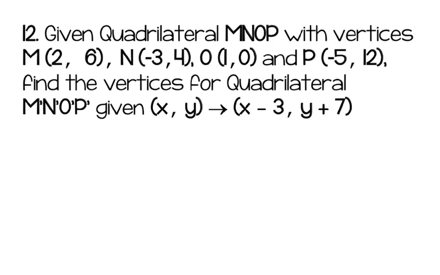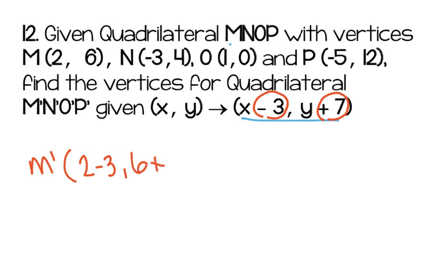The next one we're going to kind of turn it around. Given that quadrilateral MNOP has these vertices, I don't have a picture for you, but I'm telling you what it looks like. You're going to find the vertices for a quadrilateral M prime, N prime, O prime, P prime, given this transformation rule. We don't actually have to draw it to know what it's going to do. Since I know that I'm going to take my x coordinates and subtract 3 and my y coordinates and add 7, I know that M prime will be 2 minus 3 and 6 plus 7.